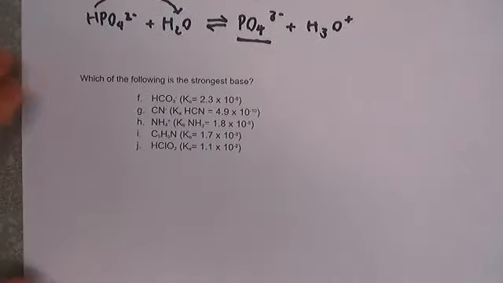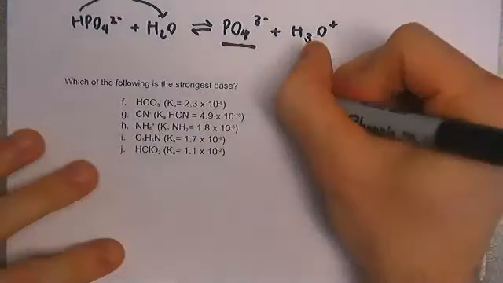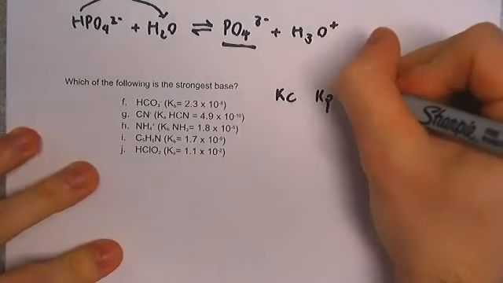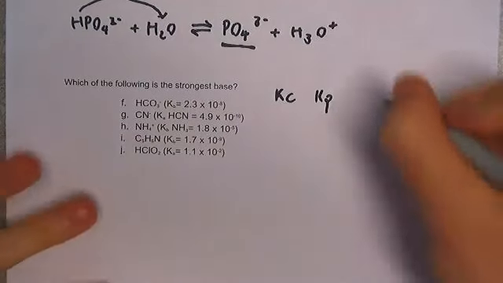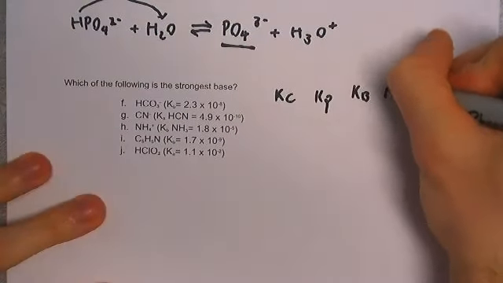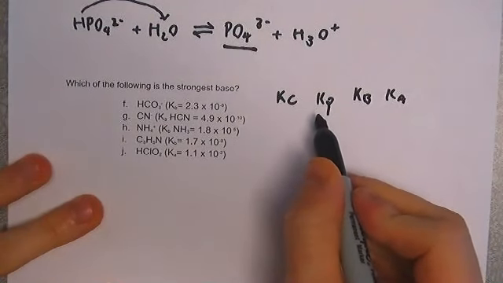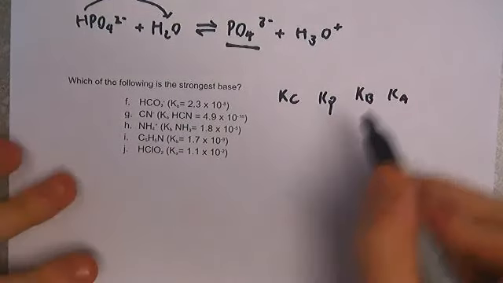All right. Then the last question here, which of the following is the strongest base? So we know bases are in terms of K what? We've already seen KC, right? Equilibrium. We've already seen KP, same as equilibrium, right? KC is concentrations, KP is pressures. What about KB and KA? Are they any different? Mathematically, no. It's going to be products over reactants, right? Because that's what K is.